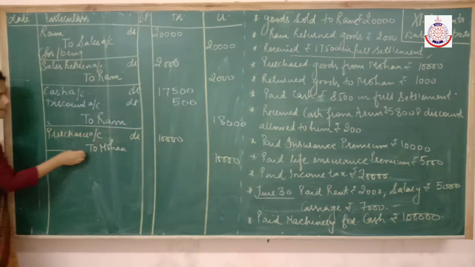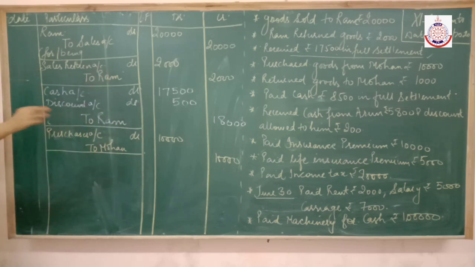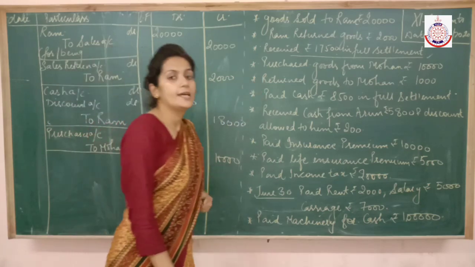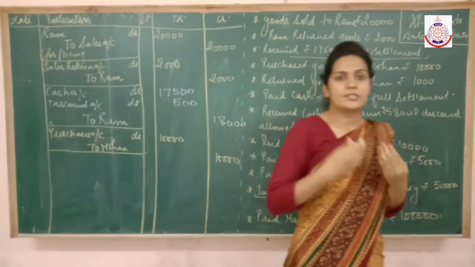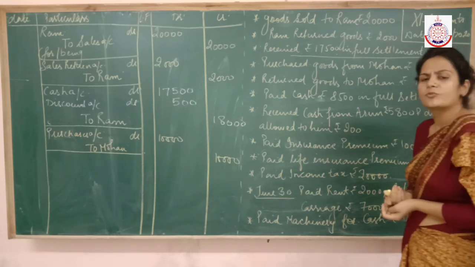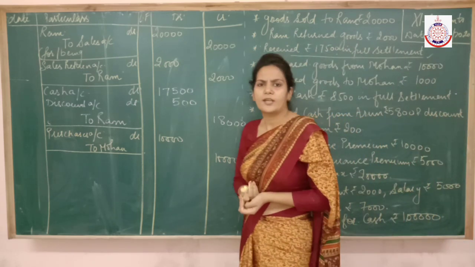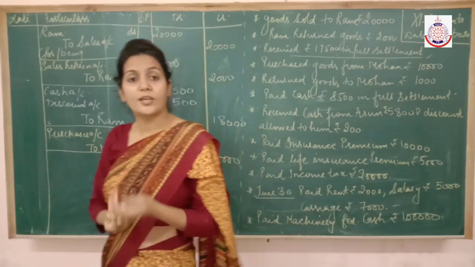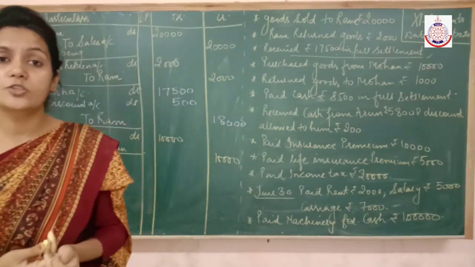Next is, keep writing narrations on your own, students. Next is return goods to Mohan. Now you have purchased some goods, your business has purchased some goods, and you found that some goods are defective, some goods are not up to the mark. So in that case, what are you going to do? You are going to return those goods to Mohan.